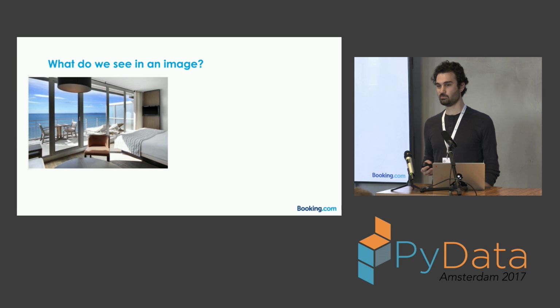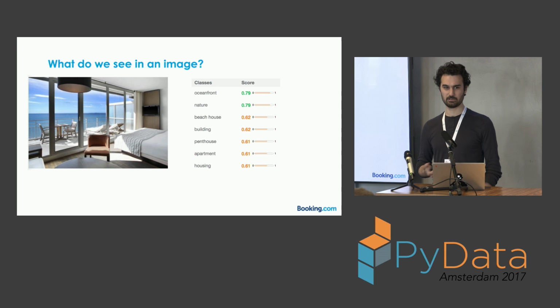When I take this image and put it through a commercial API, I get the following results. Most of them are actually quite correct. So it's oceanfront, nature, beach house, building, penthouse, apartment, with the confidence levels you can see, which are, as I said, mostly correct. But does it really make sense for us to use it on our website?